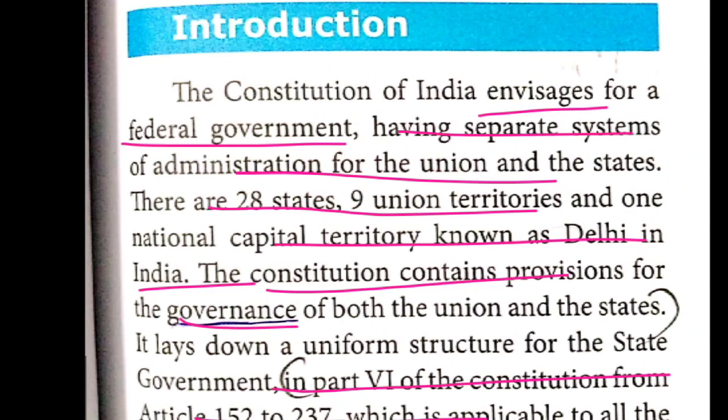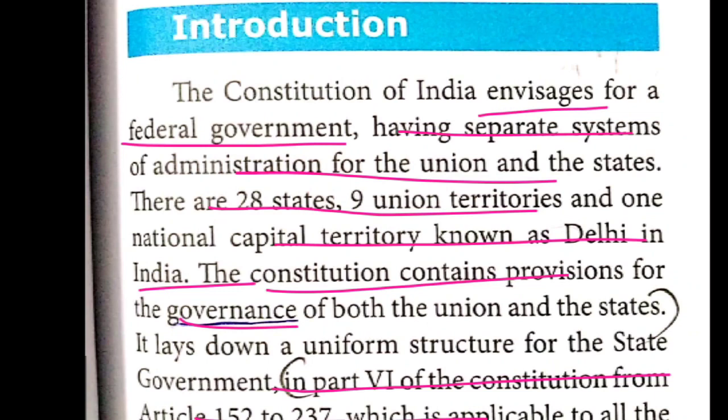The structure of the government, in the sense of the central government and the state government, consists of 3 branches. What are the branches? Executive, legislative and judiciary. This is the structure of the state government. So 3 branches are there: one is executive, second is legislative, and third is judiciary.